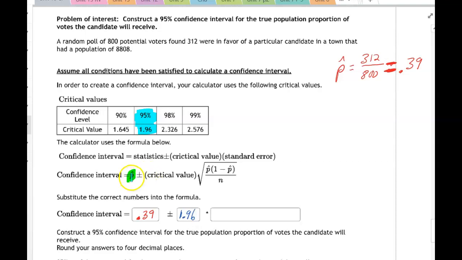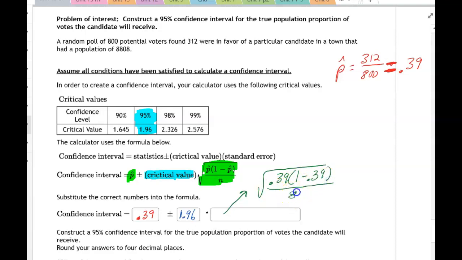So using the formula, it's p hat plus or minus the critical value. And then we want to use the standard deviation formula. And the standard deviation formula is the square root of p hat times 1 minus p hat, over n. So in this box, we're going to type the square root of 0.39 times 1 minus 0.39, over our sample size, which is 800.